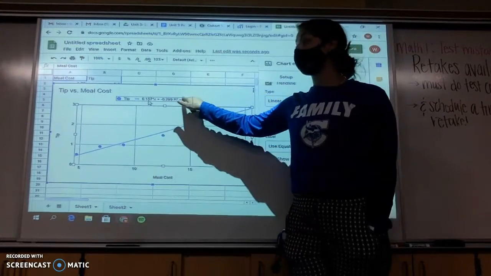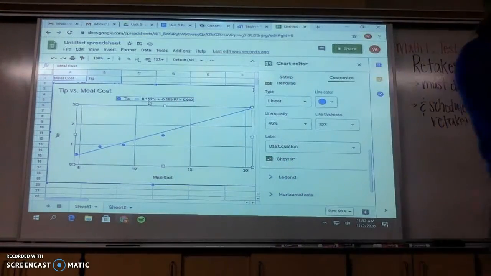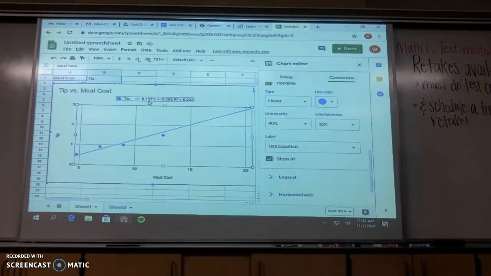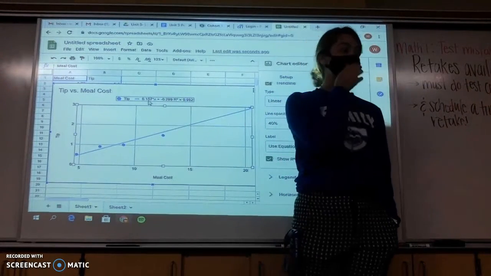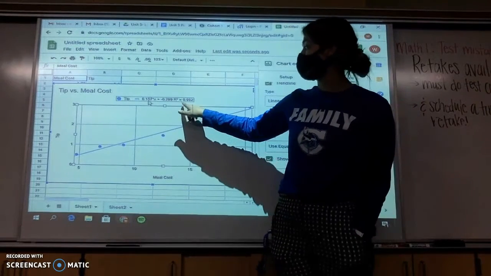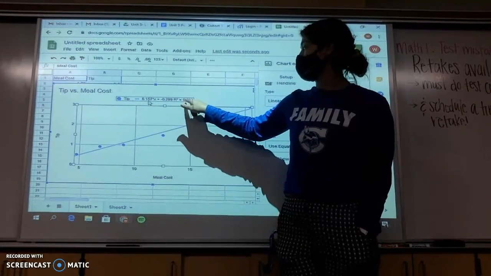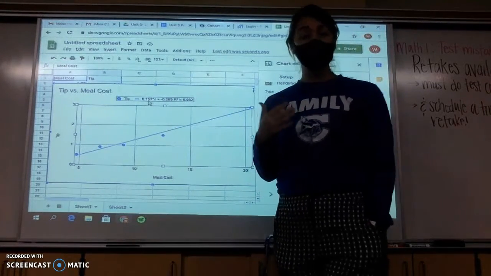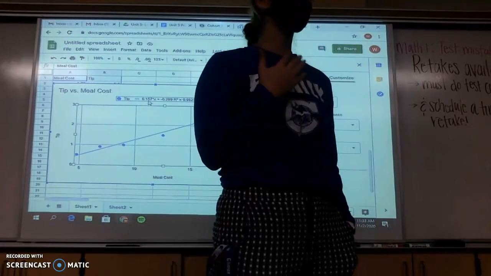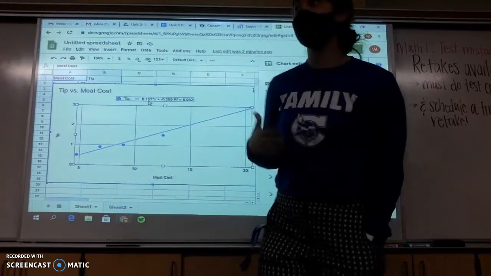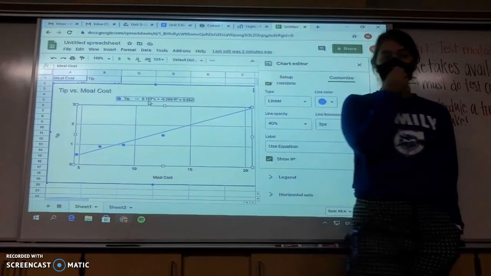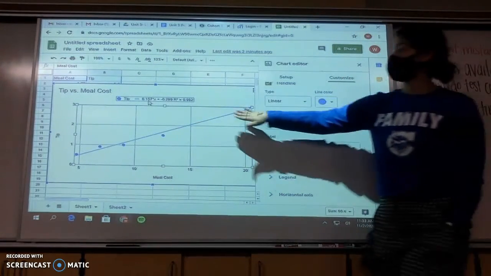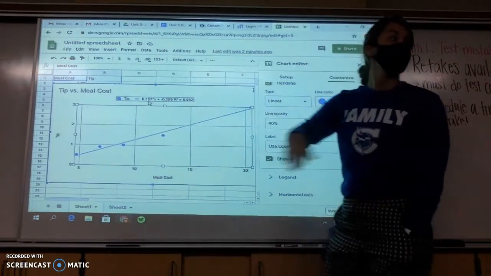This R score is how well of a line that fits my data. We want to get our R squared score as close to 1 as possible. So in this example, R squared is 0.982. That's really close and a really good example. That's a pretty good line for our data. So for question number 1, you're going to put the equation.